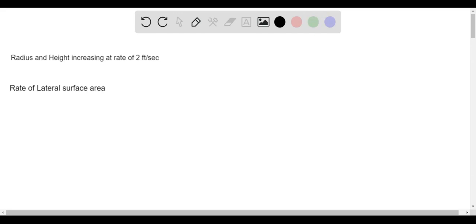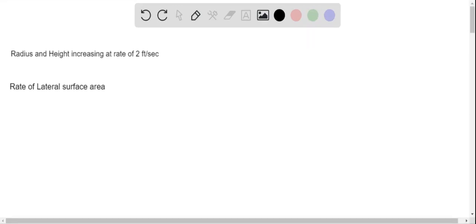Let's suppose that we denote the lateral surface area by the letter L. We have the formula for lateral surface area of a cylinder. This is 2 pi r h. So let's see how to find out the rate of lateral surface area.